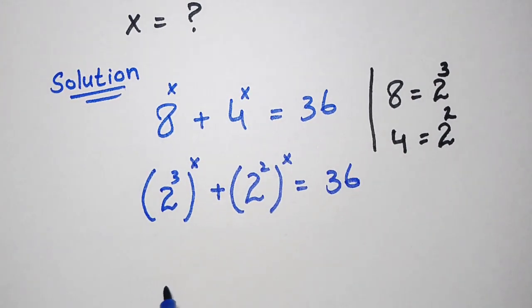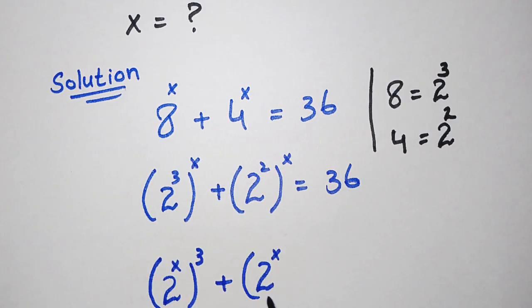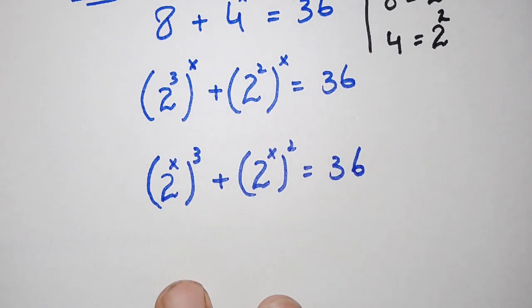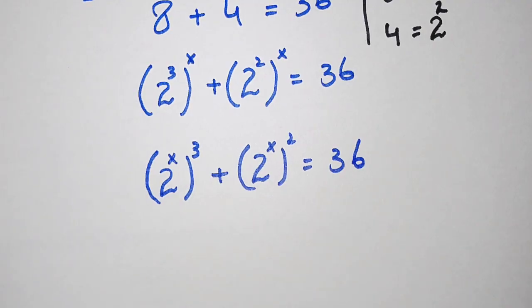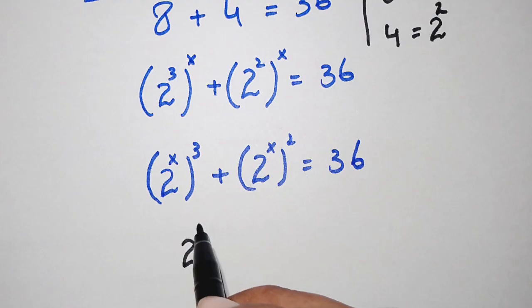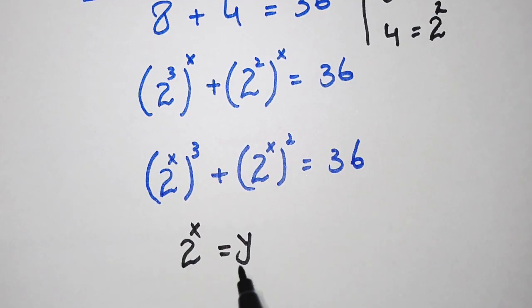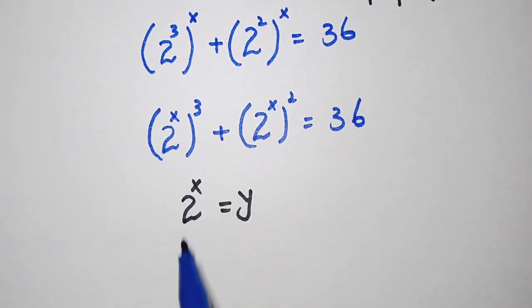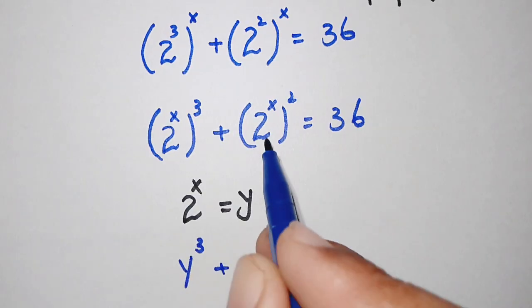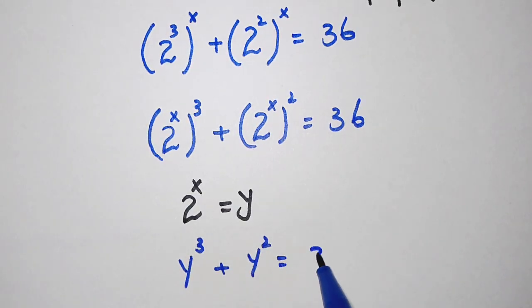Now we can write this as (2 to the power of x) to the power of 3 plus (2 to the power of x) to the power of 2 is equal to 36. Now in the next step, to solve this interesting question, let us suppose this 2 to the power of x is equal to y. We have to replace 2 to the power of x by y. So by substituting, this will become y to the power of 3 plus y to the power of 2 is equal to 36.